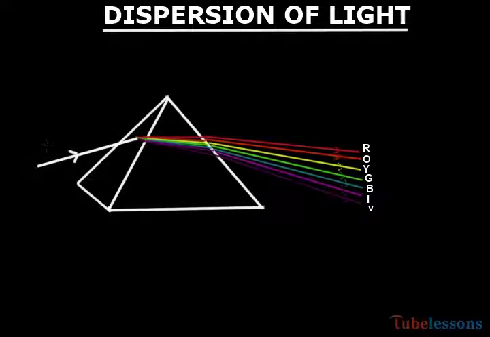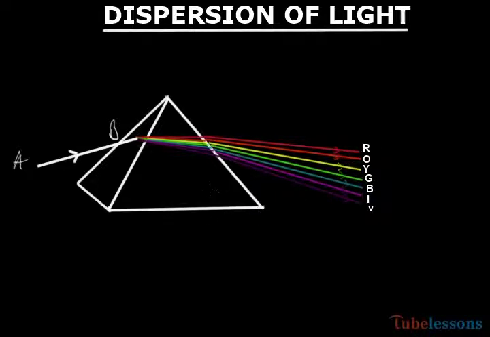of light A, B, is incident on the surface of a prism. And when a white light is incident on the surface of a prism, during passing through the prism, the light is refracted, and during refraction, the light splits up into its 7 constituent colors. These are the 7 constituent colors, that is violet, indigo, blue, green, yellow, orange, and red.